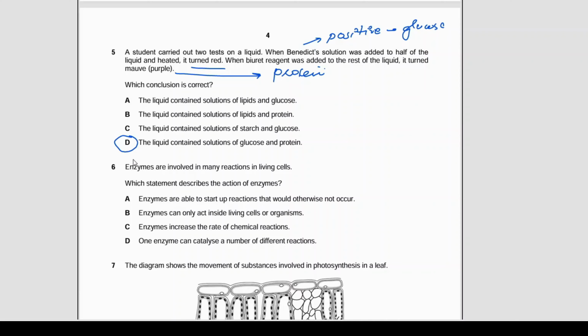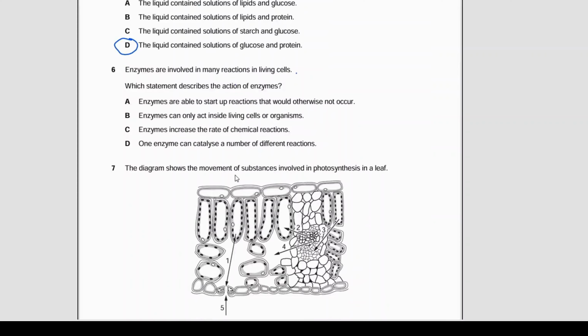Okay. Enzymes are involved in many reactions in living cells. Which statement describes the action of enzymes? Oh, third one. Enzymes increase the rate of reaction, which is correct. Okay, enzymes are able to start up reactions. No, they need activation energy. Enzymes can only act inside living organisms. No. One enzyme can catalyze a number of reactions. No, they are very specific. So the only correct answer is C.